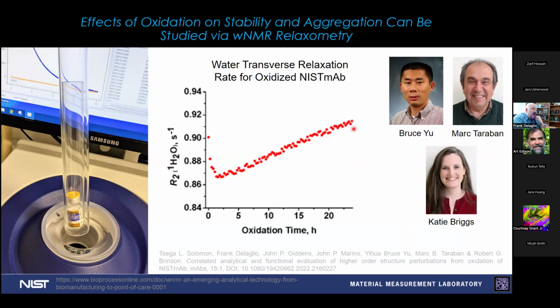And this is work pioneered by Bruce Yu and Mark Taraban. As you see in this example here, these are water relaxation measurements on these samples with respect to oxidation time. So you can see the increase in relaxation rate that's associated with destabilization of the protein. So all of these biophysical methods can be used to gauge the activity and stability of the underlying mAb.